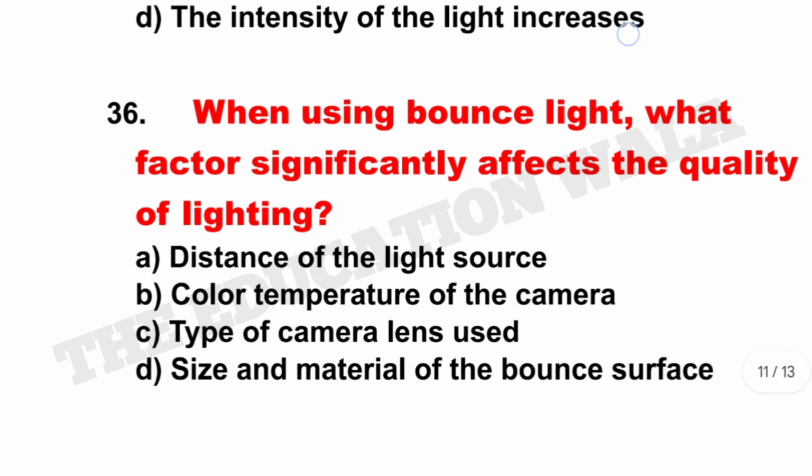Question number 36. When using bounce light, what factor significantly affects the quality of lighting? Option A, distance of the light source. Option B, color temperature of the camera. Option C, type of camera lens used. Option D, size and material of the bounce surface. Right answer is size and material of the bounce surface.